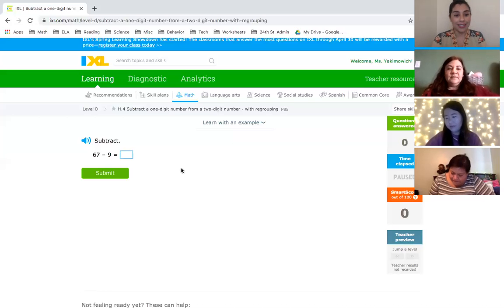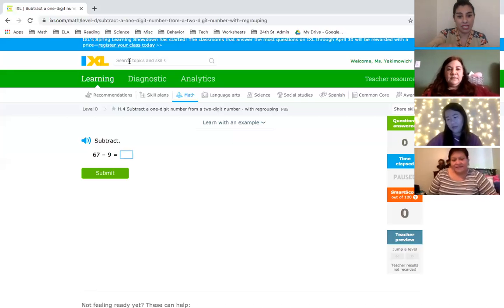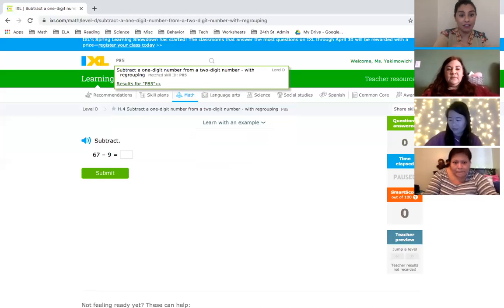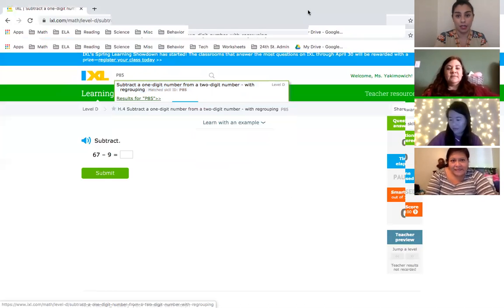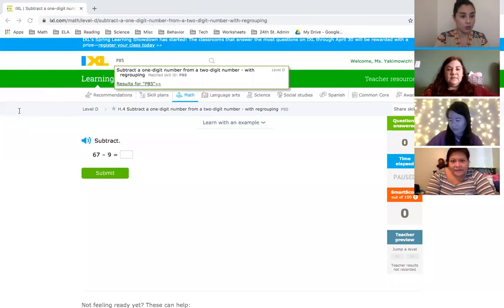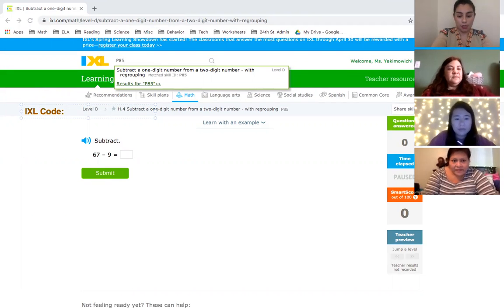So once you are on IXL, you're going to go to the top search bar. You have to scroll down on your iPad to find it, and once you see this magnifying glass, that's the search, and you are going to type in today's code, which is P85, and it should say subtract a one-digit number from a two-digit number with regrouping. So that's the skill we're working on today, and I will type that into the top so that you have access to it throughout the lesson. So the IXL code is P85. So remember, typing that in and searching for it.